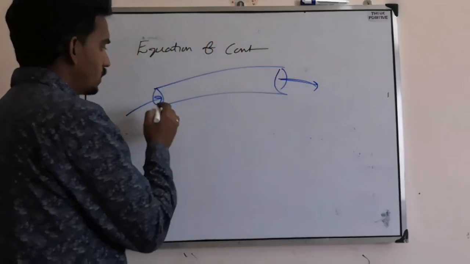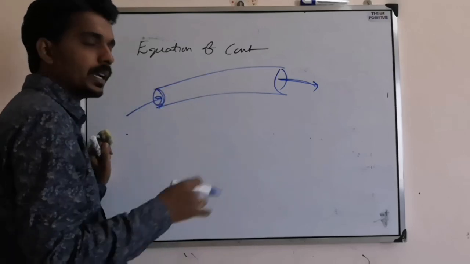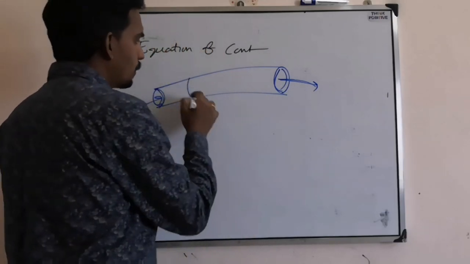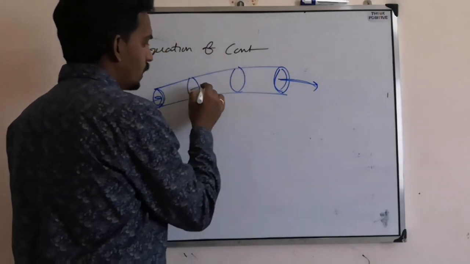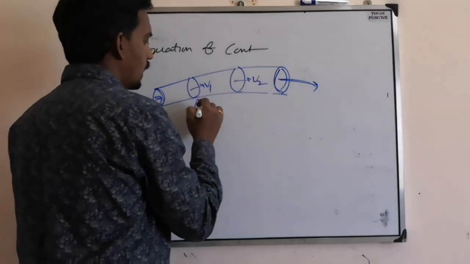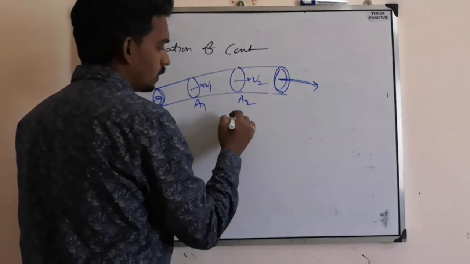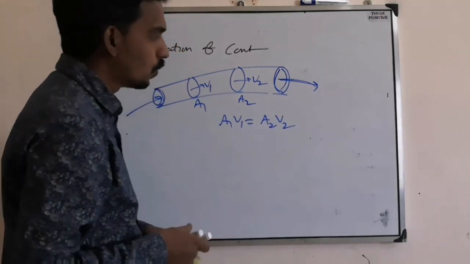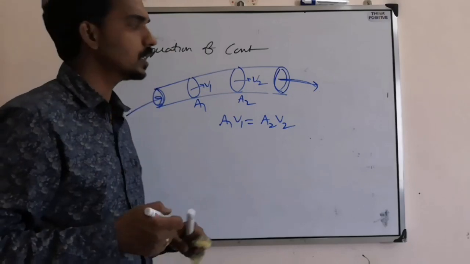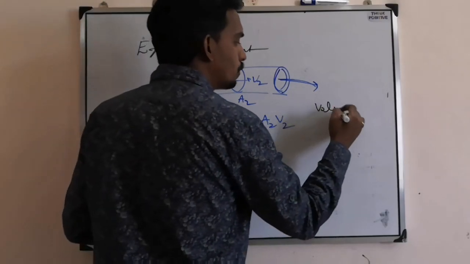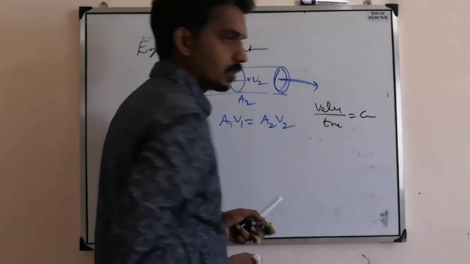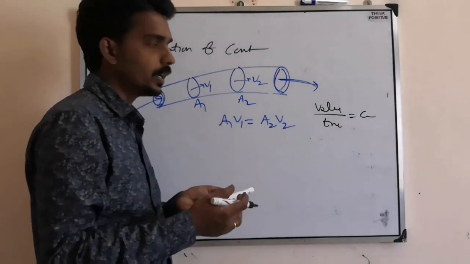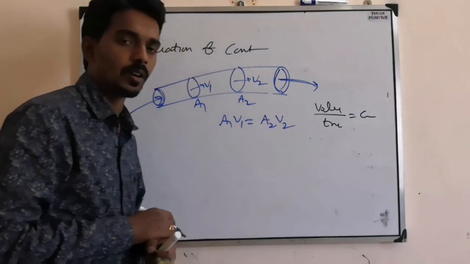But the difference is that where the pipe is narrower, the speed is different from where it is broader. If you compare two different points where the velocities are v1, v2 and the areas are a1, a2, then a1 v1 equals a2 v2. This is nothing but volume efflux remaining constant. What is volume efflux? Volume per unit time remains constant. So the volume of liquid coming out per unit time always remains constant.